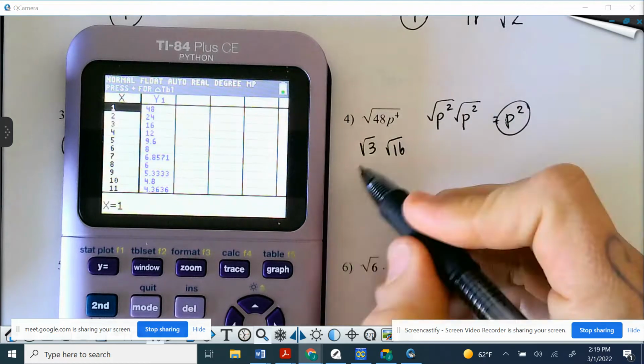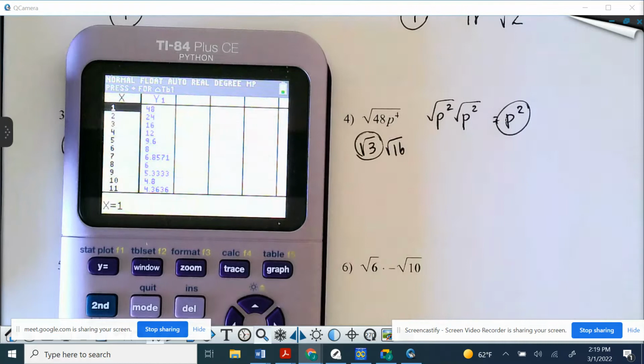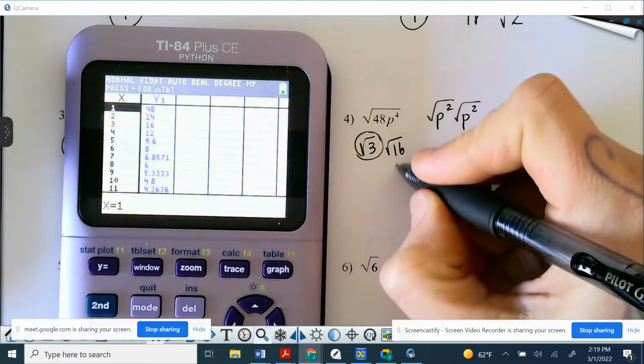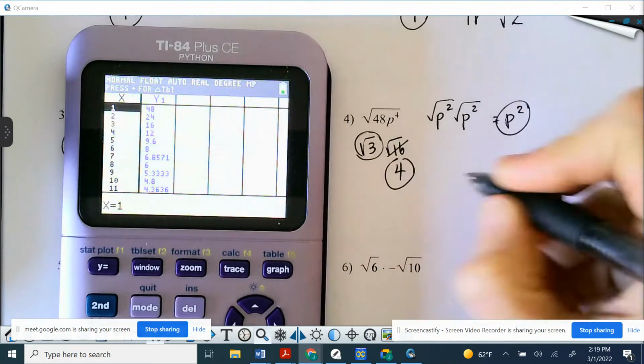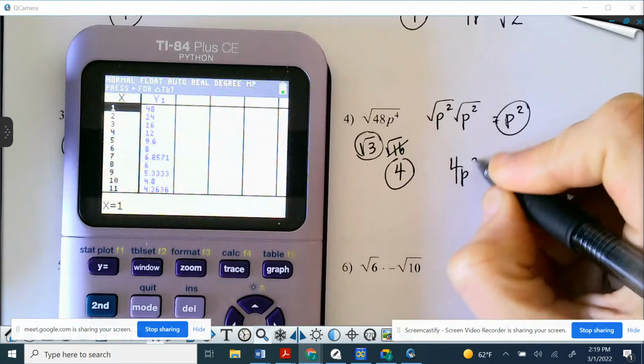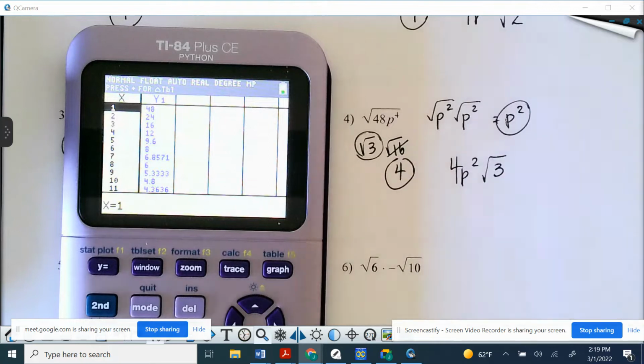Square root of 3 is stuck. It doesn't get any better. And the square root of 16 is positive 4. So it's done. So I have 4 p squared square root of 3. And so that's it for your simplifying practice for right now.